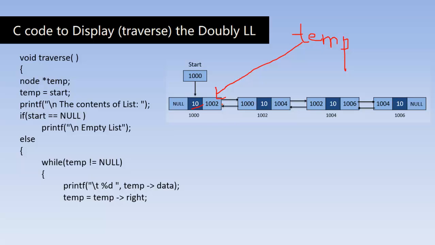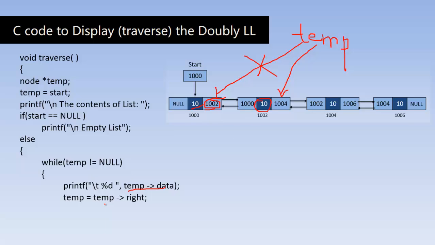And I will make temp point to the next node by storing the right part of temp again into temp. What is the right part of temp? 1002. So I will store 1002 in temp. So at that time this no longer points here, this will point to 1004. So that is stored in temp. Is temp not equal to null? Yes, temp is not equal to null. Then print temp of data. Print this part. Print number 10.